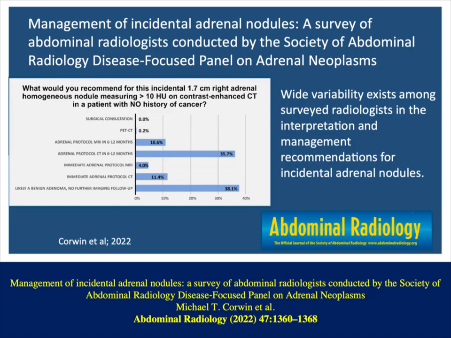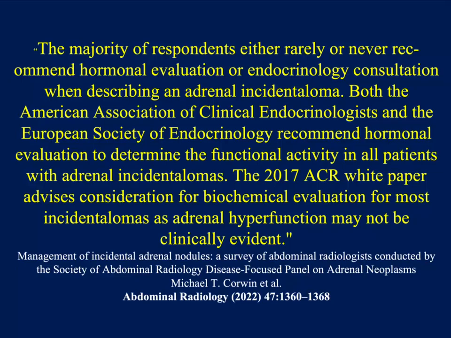And look at this. This is from abdominal imaging from his article. What would you recommend for this incidental 1.7 right adrenal nodule over 10 Hounsfield units on contrast CT in a patient with no history of cancer? And you could see adrenal protocol now, in 6 months, immediately, don't bother. You know, a lot of variability. One thing we should be careful about in radiology is that we reach criteria that are the best to our knowledge, and then we follow them. You need to have specific criteria if you want to really manage patients well and not create confusion within your group or within radiology in general.